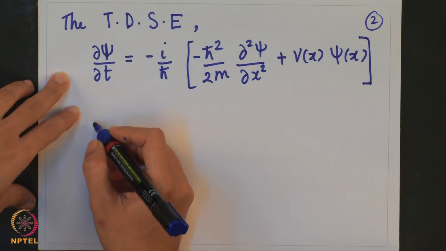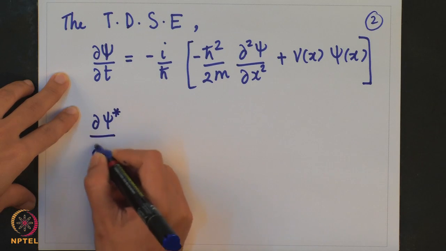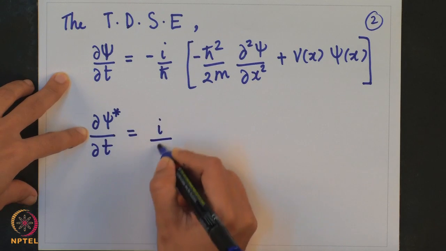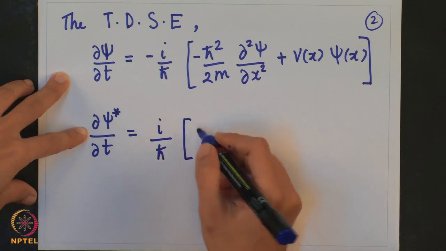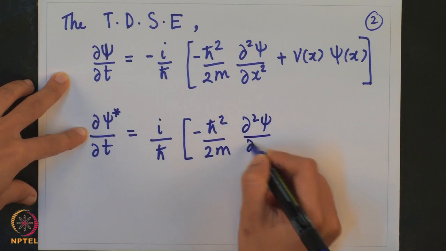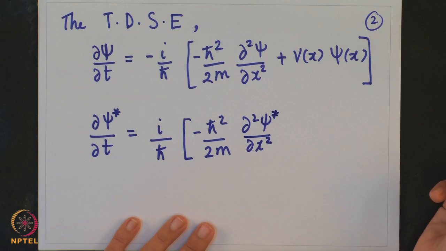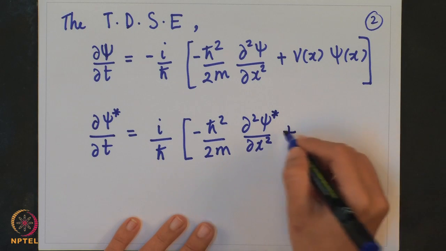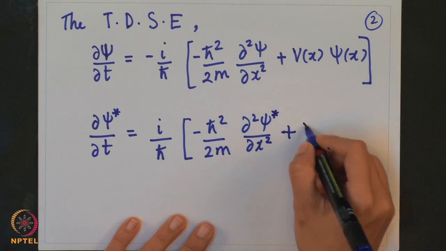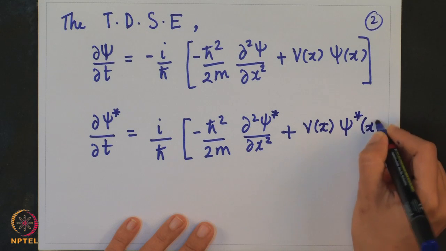What I do here is I take the complex conjugate. When I take the star, this minus will become plus. So, I have minus i h cross dou psi star by dou t equals minus h cross square upon 2m d square psi star by dx square plus V of x psi star. Here in this problem, in part A, the potential is real, so V of x is equal to V of x star. It will remain as V of x and we have psi star of x.